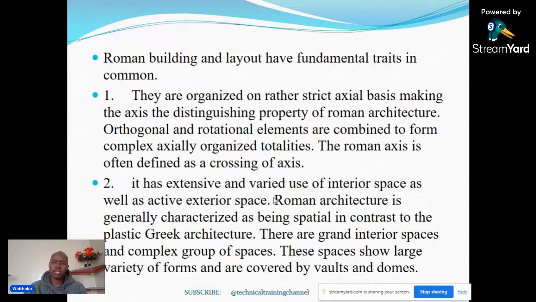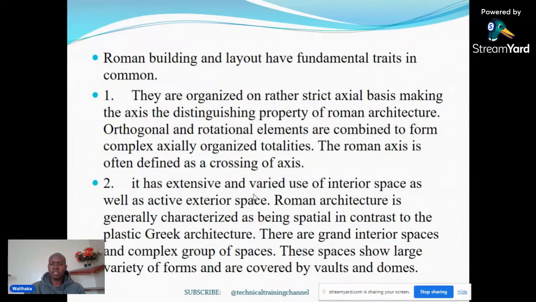Now they are interested in the interior space as well as the exterior spaces, and they gave them the required attention in terms of details and in terms of finishes. So again, Roman architecture is generally characterized as being spatial in contrast to Greek. The Greeks were not really interested in the interior space. It was just to house the god. But now with the Romans, they are considering a lot of spatial organization within their space, so that it can perform the function of the people who are within those spaces.